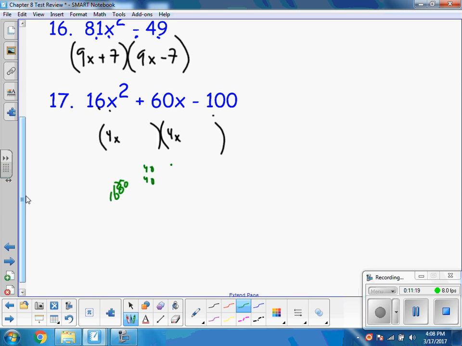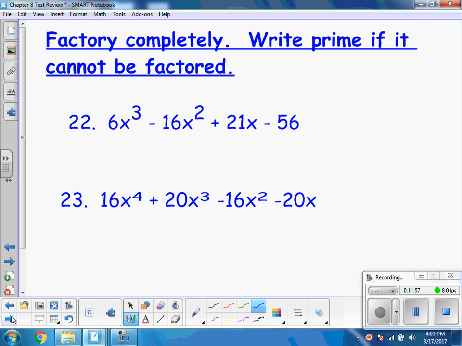Then I tried a 20 and a 5, and that gets me 80 and 20. Ooh, and I can get to 60 with my 80 and my 20. So I see that 80 has to be positive, 20 has to be negative, because that gets me to positive 60. So my 80 needs to be positive, and my 20 needs to be negative. So 20 times negative 5 gets me to negative 100. There it is. That is my factored form. Again, it just takes a little bit of guess and check, or a lot of guess and check.